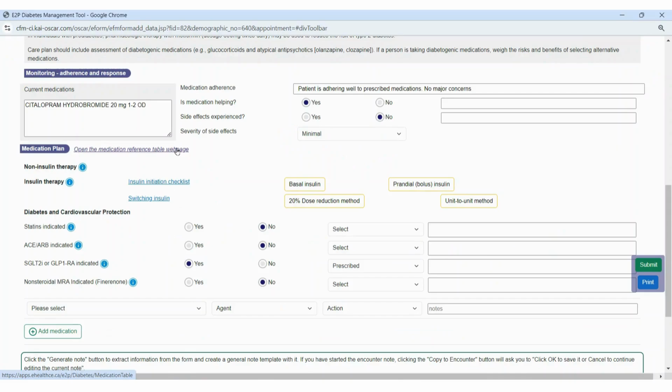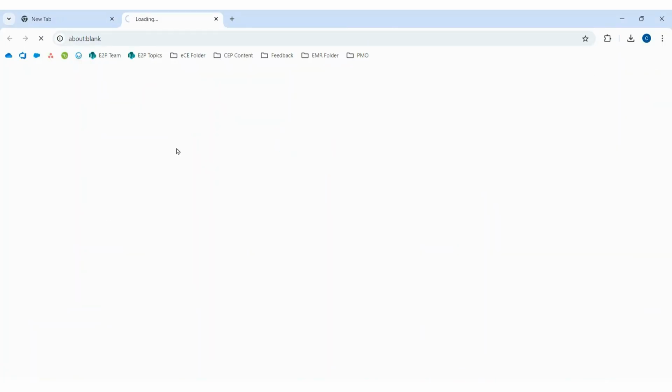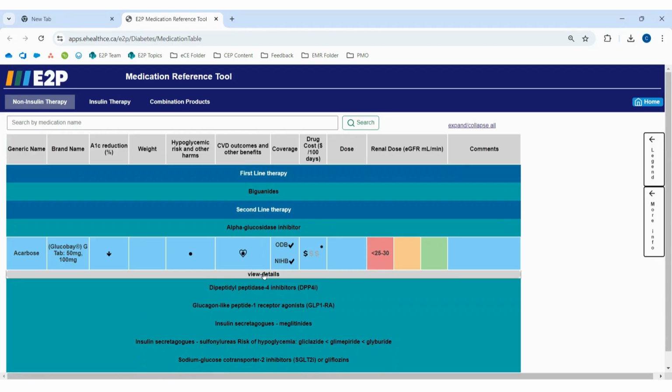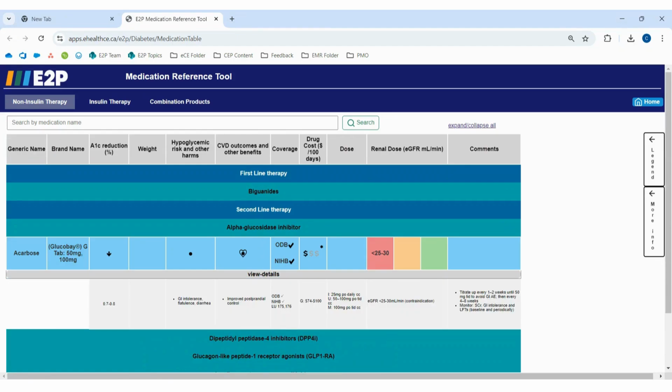This tool is also equipped with an interactive medication reference table. Here, clinicians can access information related to insulin and non-insulin therapies and combination products with details on starting dosages, target dosages, risks, costs, and coverage.